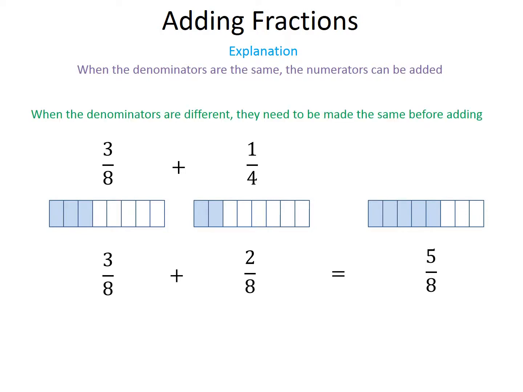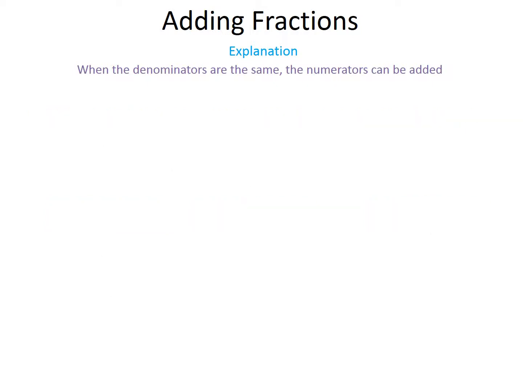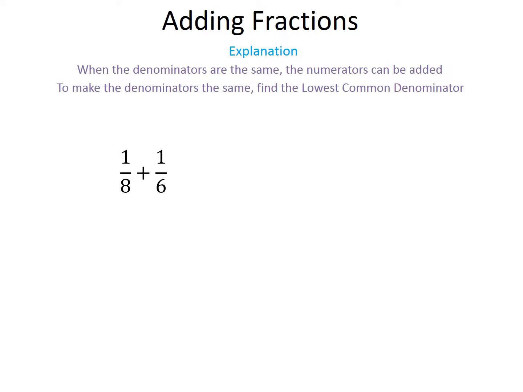And so if the denominators are different, they will need to be made the same before you can add. Whatever you do, don't add these fractions and say it's 4 over 12. You'll drive your maths teacher absolutely nuts. Now, in order to get these denominators the same, we need to find the lowest common denominator. And so if I've got 8 and 6 here, what I'm looking for is what's the lowest number that 8 and 6 both go into. In other words, it's the lowest common multiple of 8 and 6. So lowest common denominator and lowest common multiple in this case are exactly the same thing.